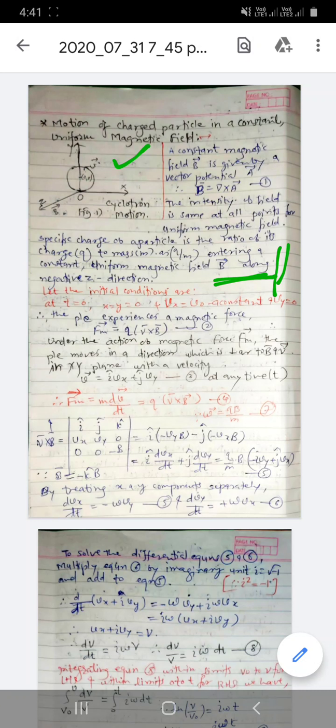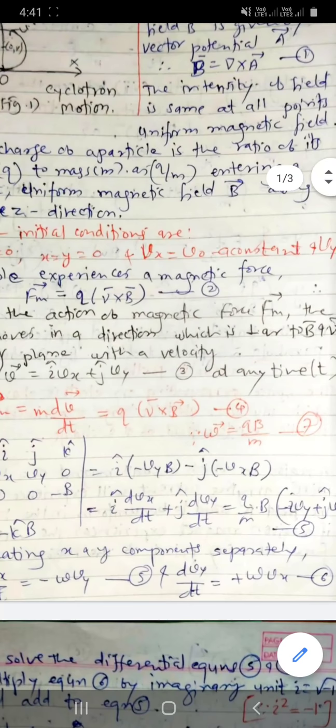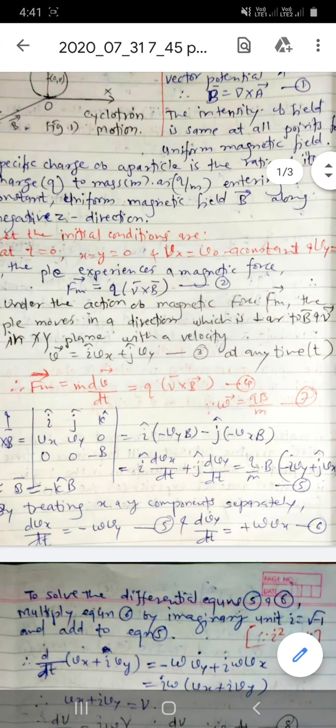Therefore, the particle experiences a magnetic force. It is given by Fm bar equal to q times V bar cross B bar, expressed by equation 2. This force is known as magnetic force and given by the expression Fm bar is equal to q times V bar cross B bar, equation number 2.